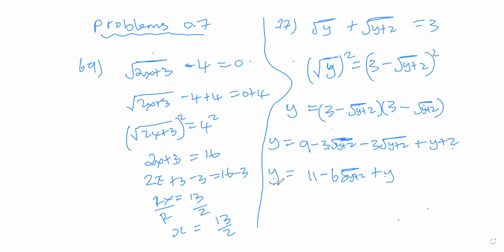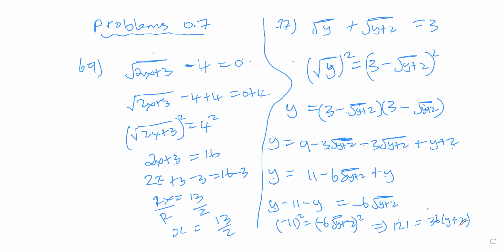So if y and 11 come this side, it becomes minus 11 minus y equals minus 6 root y plus 2, basically. Y minus y disappear. We are left with negative 11 equals negative 6 root y plus 2. Squaring both sides, we get 121 equals 36 times y plus 2.